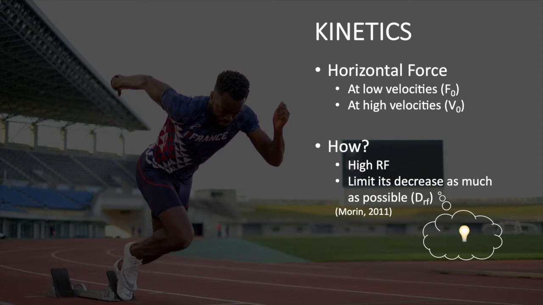So have a DRF, a decrease in the ratio of force, which is as low as possible. This should ring a bell because we need to limit its decrease as much as possible. Well, limit DRF, and so limit the decrease in ratio of force, such as we are looking to decrease acceleration as little as possible.